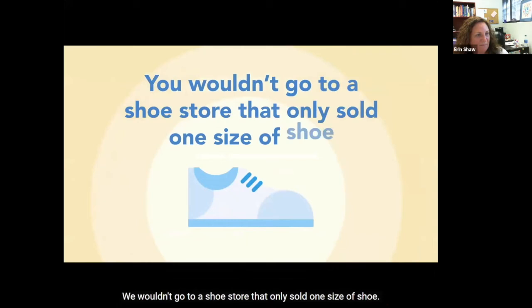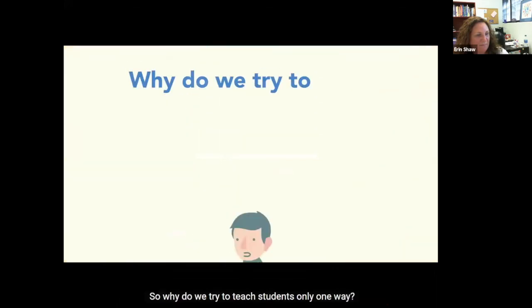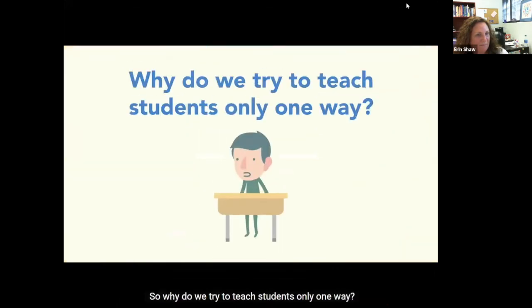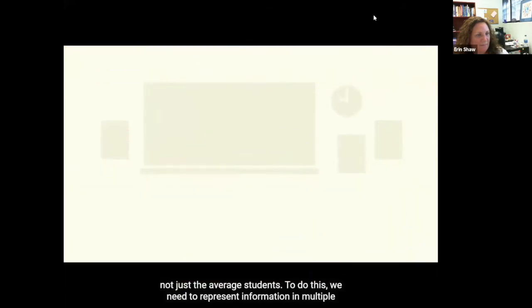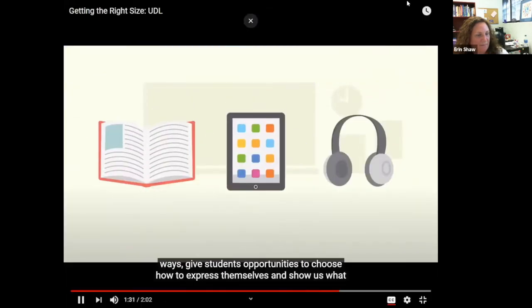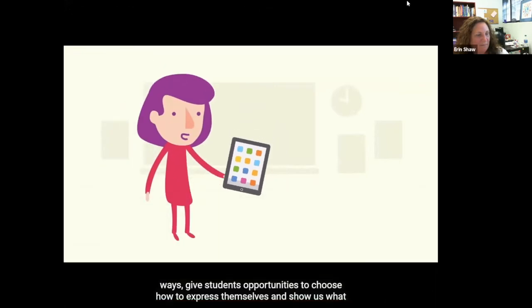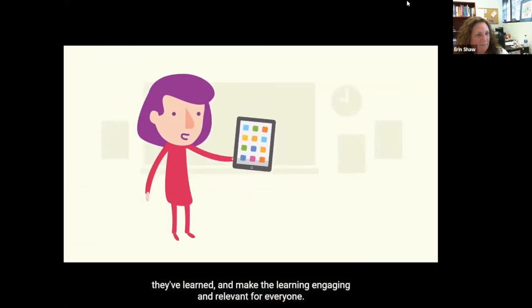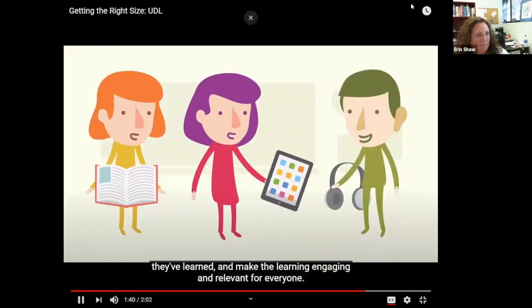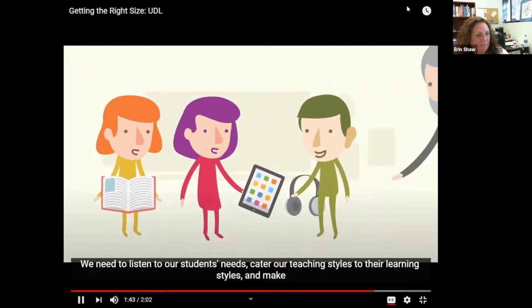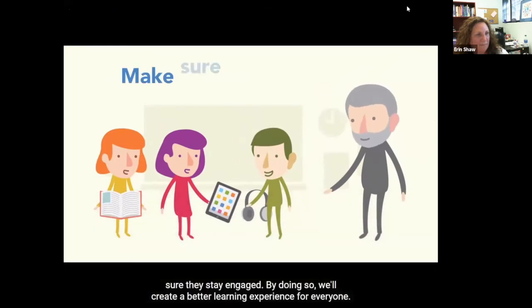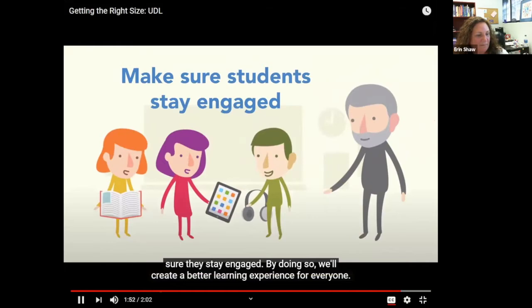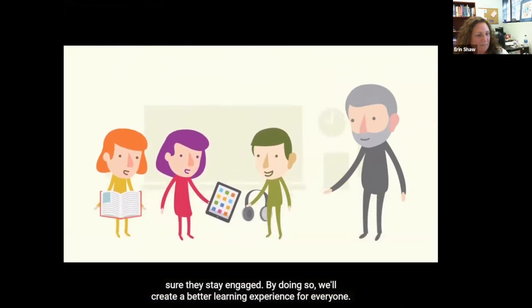We wouldn't go to a shoe store that only sold one size of shoe. So why do we try to teach students only one way? Universal Design for Learning is about teaching all students, not just the average students. To do this, we need to represent information in multiple ways, give students opportunities to choose how to express themselves and show us what they've learned, and make the learning engaging and relevant for everyone. We need to listen to our students' needs, cater our teaching styles to their learning styles, and make sure they stay engaged. By doing so, we'll create a better learning experience for everyone.